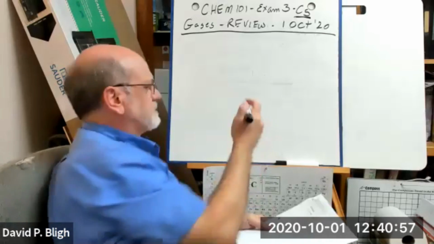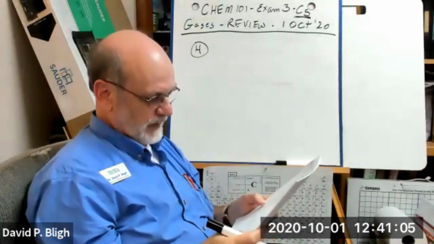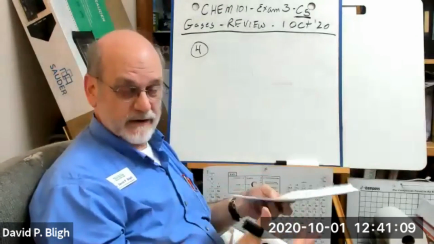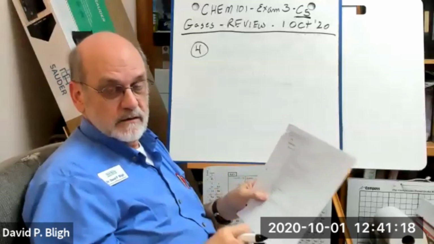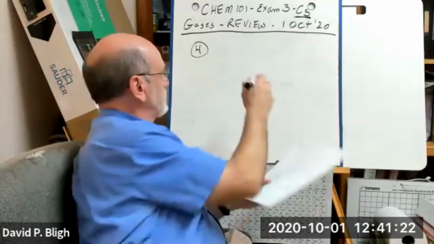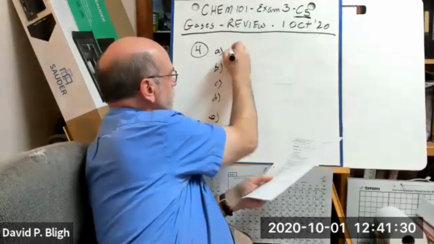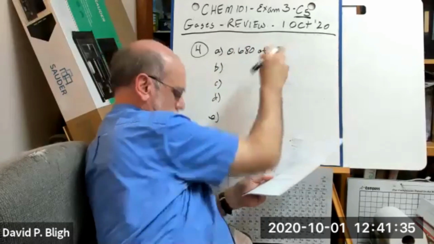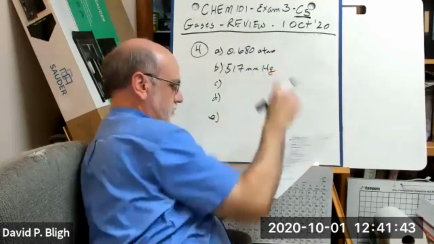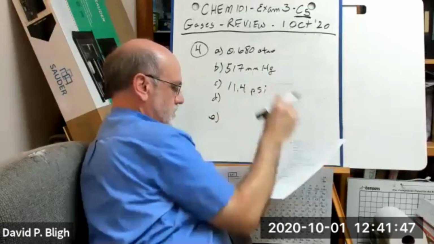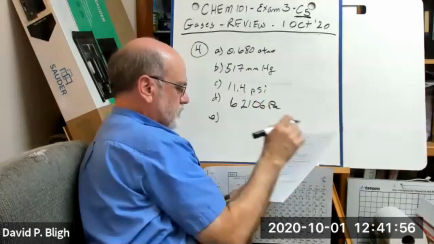Now, if we did something like number 4, where the question is, which one represents the greatest pressure? And they're all different units, right? So you can't do a direct comparison because you can't compare apples and oranges, as they say. So you have to convert each one of these to some common unit. So this one is atmospheres. And this one is 517 millimeters of mercury. And this one is PSI. This one is pascals. And this one is inches of mercury.